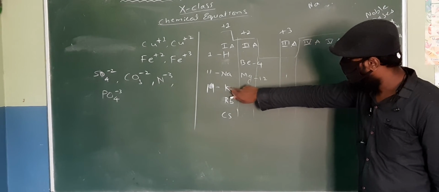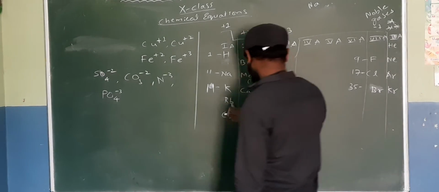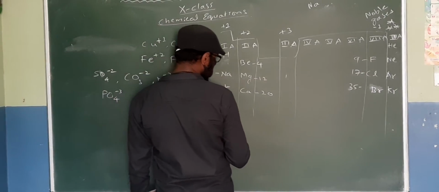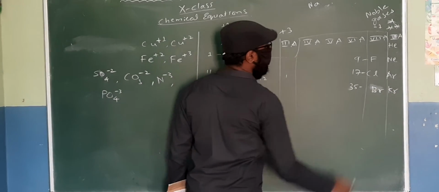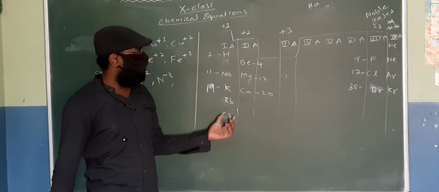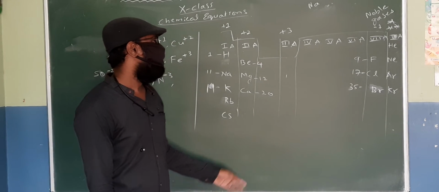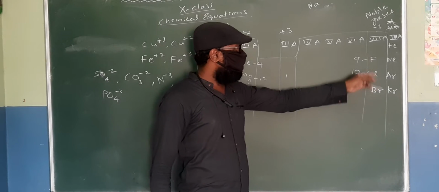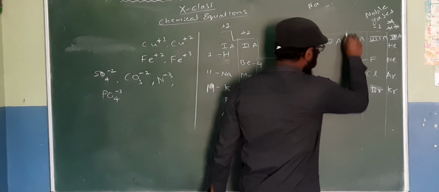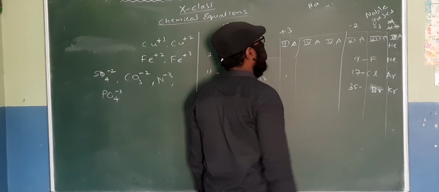So potassium wants to lose 1 electron to become like argon, and then rubidium also wants to lose 1 electron to become like krypton. So basically all the elements of 1a want to lose 1 electron, all the elements of 2a want to lose 2 electrons, and 7a want to gain 1 electron, and the 6a elements would also want to gain 2 electrons.